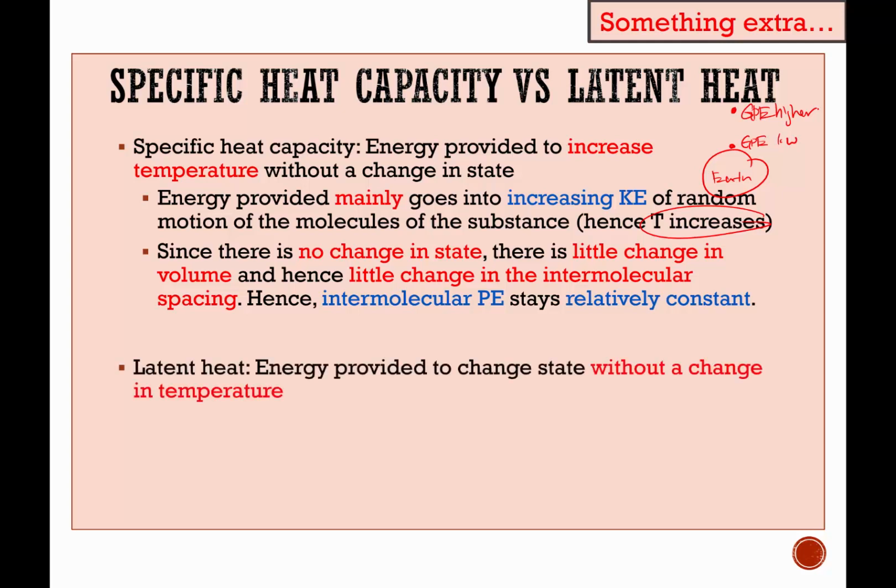Now, specific latent heat is essentially energy provided to change state without a change in temperature. So since there is no change in temperature, the KE due to random motion remains relatively constant.